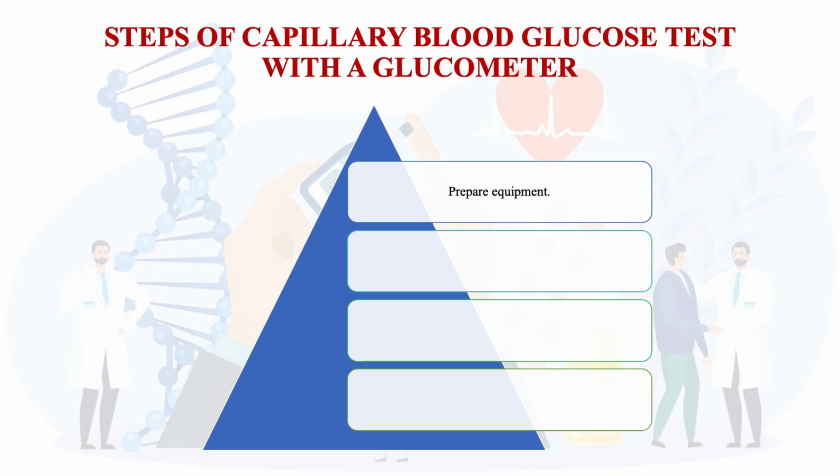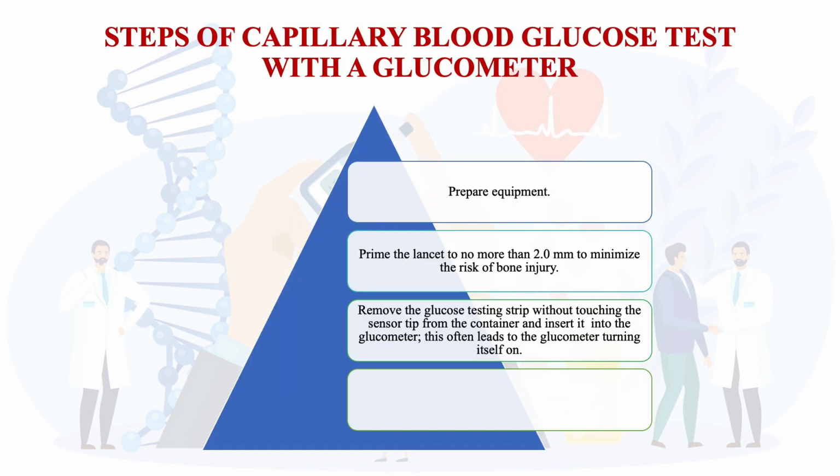Steps of capillary blood glucose test with a glucometer will be continued. Prepare equipment. Prime the lancet to no more than 2 mm to minimize the risk of injury to bone. Priming means setting the depth up till which the lancet will be able to prick. Remove the glucose testing strip without touching the sensor tip from the container and insert it into the glucometer. This often leads to the glucometer turning itself on.